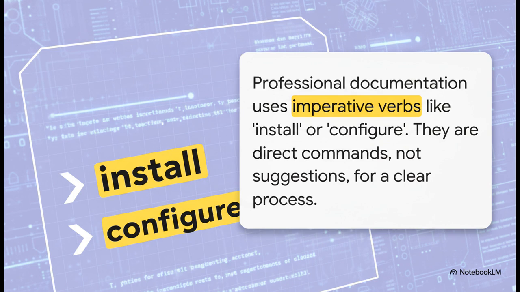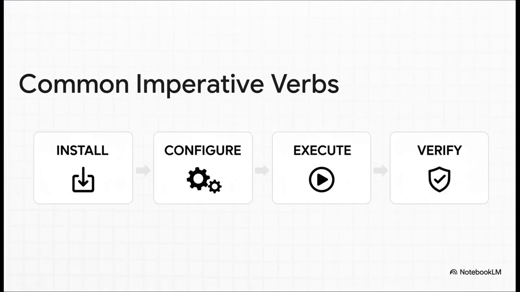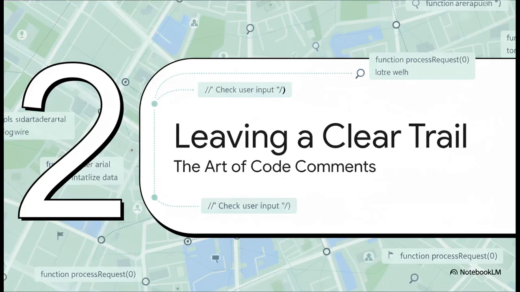So your job is to hunt down these imperative verbs, these action words that basically form a precise recipe for getting things done. And what's so powerful about this is that these verbs create a universal grammar for developers everywhere. Doesn't matter if you're on an open source project or a massive enterprise system, words like install, configure, execute, and verify mean the exact same thing. And that shared language is what makes collaborating on a global scale even possible. Okay, so let's move on to the next stage and see how this all connects.